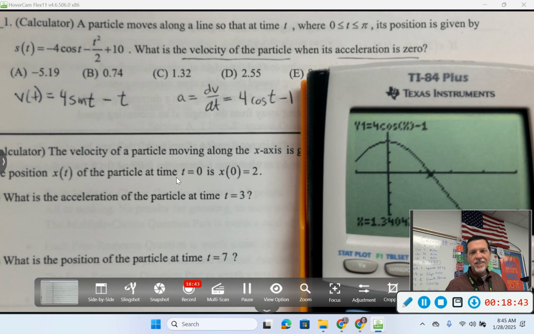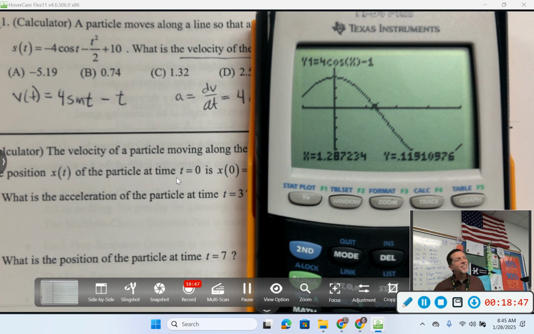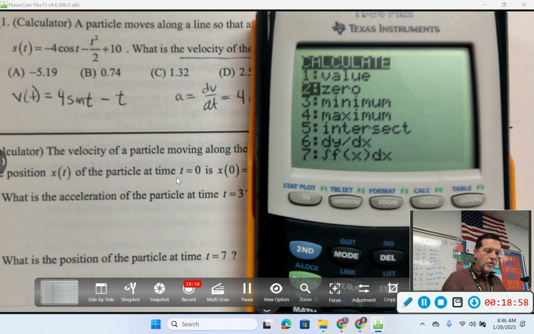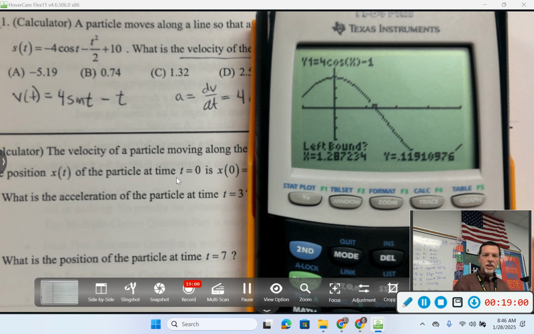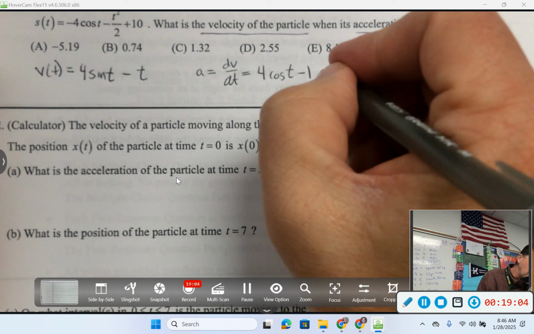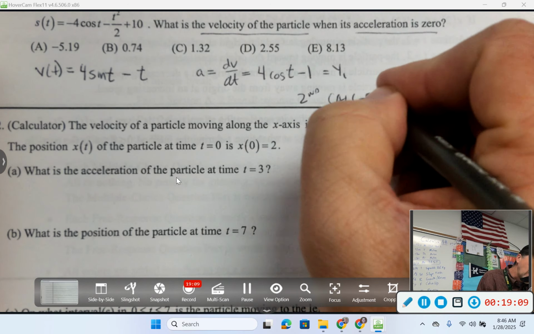Don't do trace, okay? Trace is going to mess you up because you're going to get right there, but that's not the right answer. So what do we do to get a better answer? Second calc, we're looking for a 0. And then if you make it that far, then we should write some of this stuff down. So this goes in for y1. Then we're going to do second calc 0.